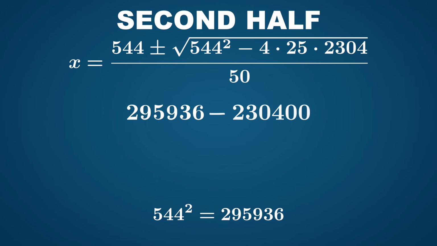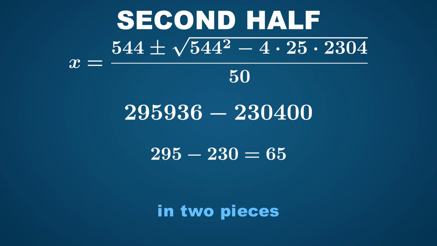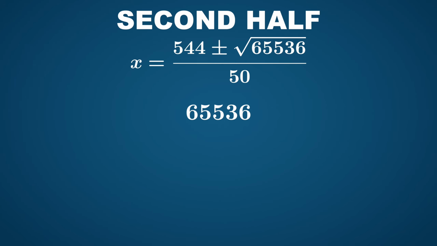So the discriminant is 295,936 minus 230,400. We can do the subtraction in separate pieces. In the thousands, 295 minus 230 leaves 65. In the last three digits, 936 minus 400 leaves 536. So the discriminant comes out to exactly 65,536. In full, that is 65,536 sitting under the square root.